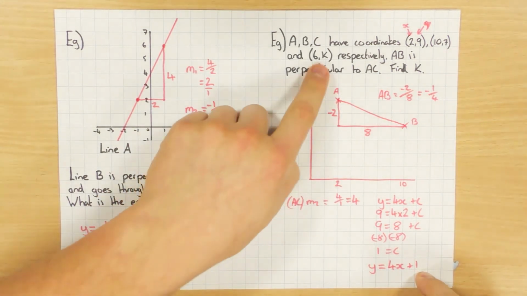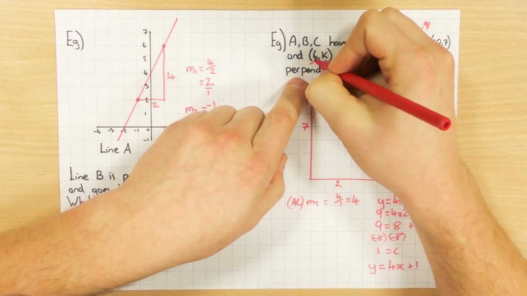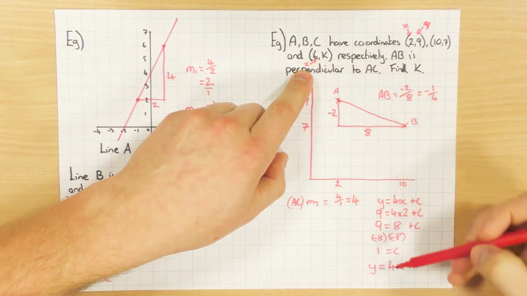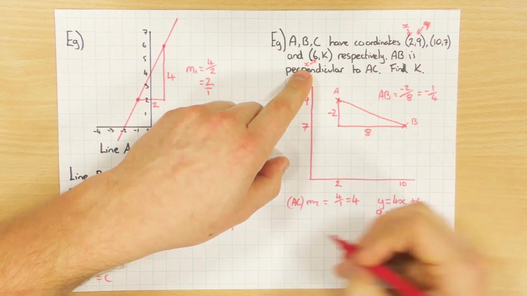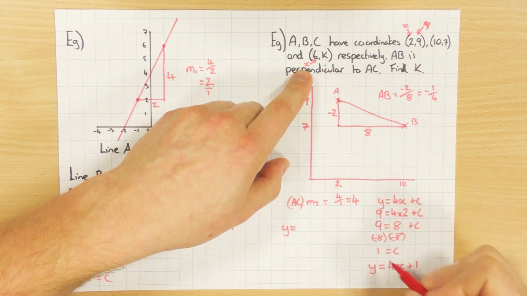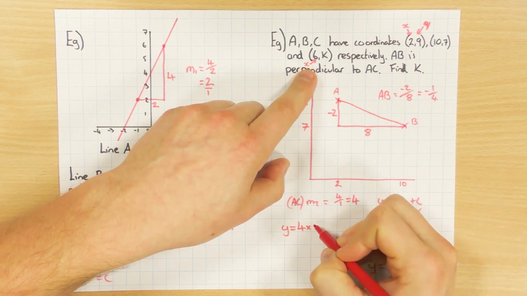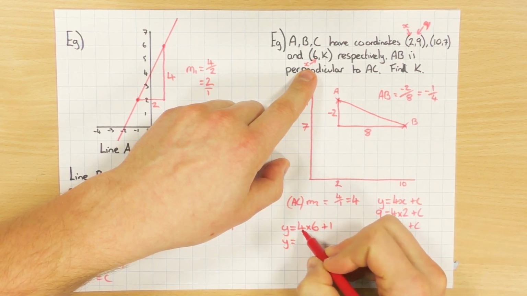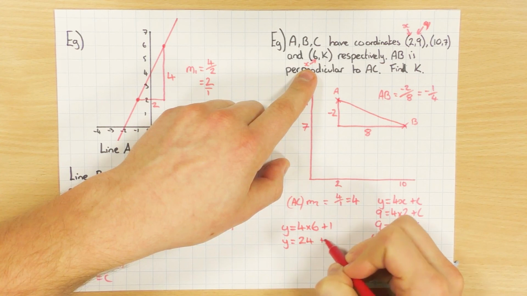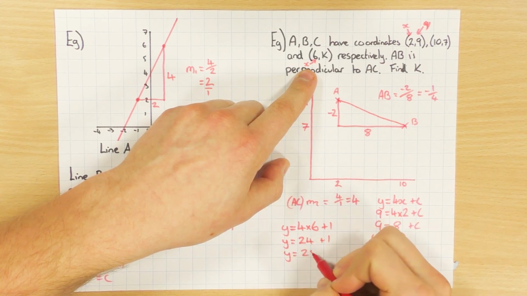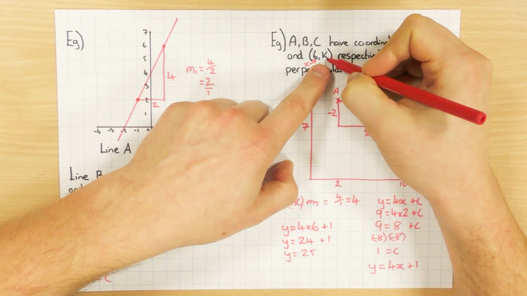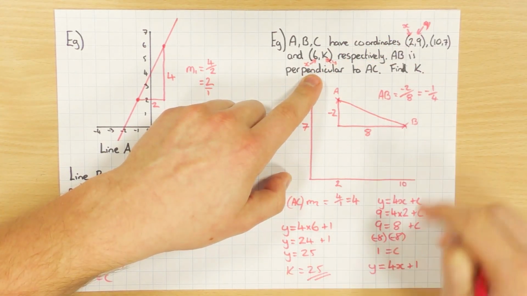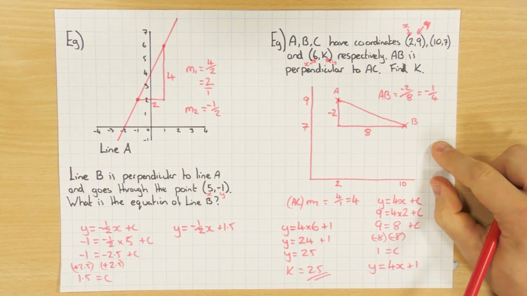So how does that help us work out k? Well, I know that 6 is the x value. So let's substitute that into this equation and see what happens. So y equals 4 times x, well, x is 6, plus the 1. Don't forget to do your big maths, so 4 times 6, 24, plus the 1, so y equals 25. So the y coordinate is 25, which is what that would be there. So k equals 25.